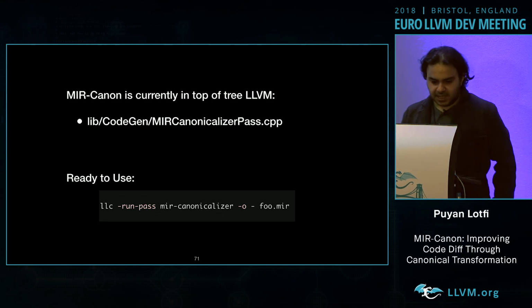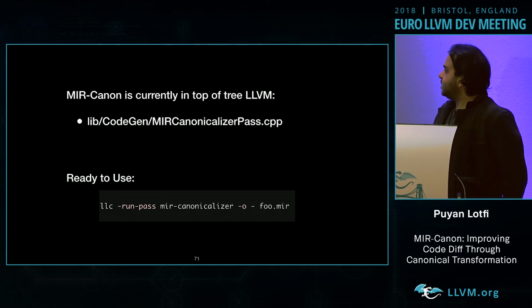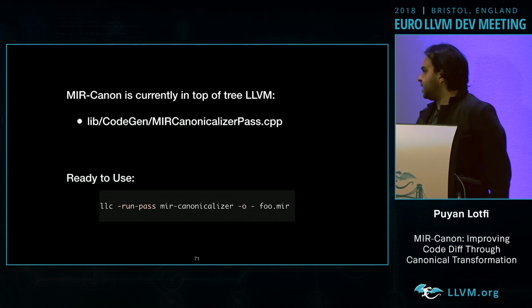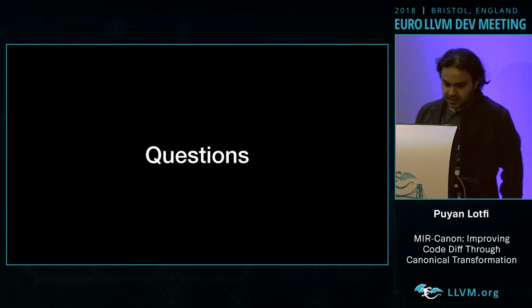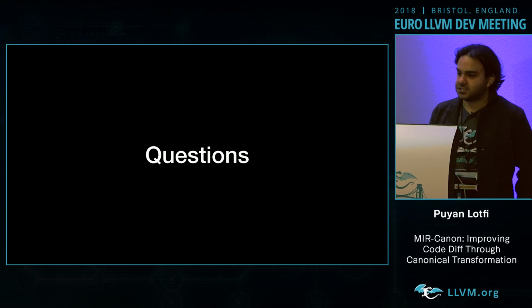Finally, all of this is currently in top of tree LLVM. All of the code is contained in lib/CodeGen/MIRCanonicalizerPass.cpp, and it's ready to use with llc -run-pass mir-canonicalizer. And I'd like to open it up for questions.